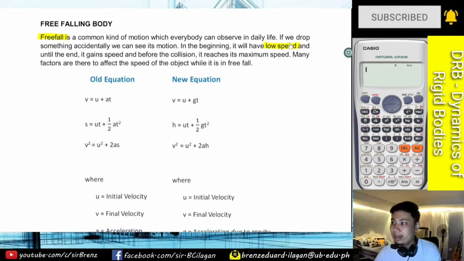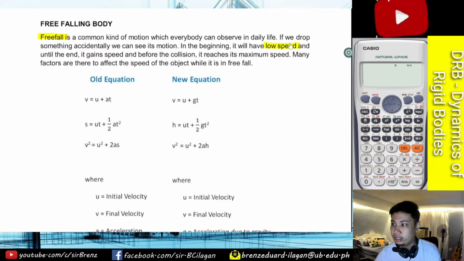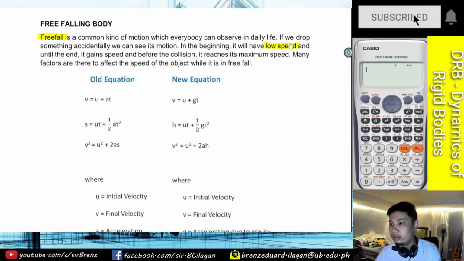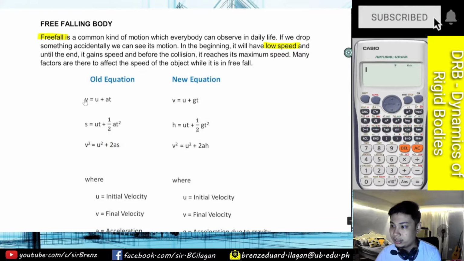So it will have low speed and until the end, it gains speed, and before the collision, it reaches its maximum speed. Many factors are there to affect the speed of the object while it is in free fall. So the old equation guys, kung maalala nyo, yung rectilinear translation natin, ito yung mga formulas niyan. I edited it a little, nakita ko lang to sa internet. Tinamad ako mag-type.